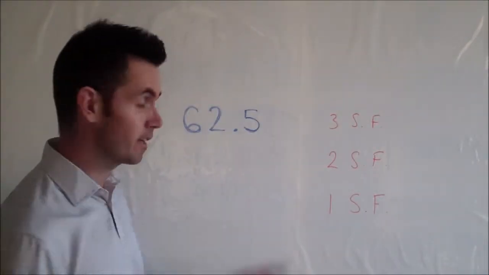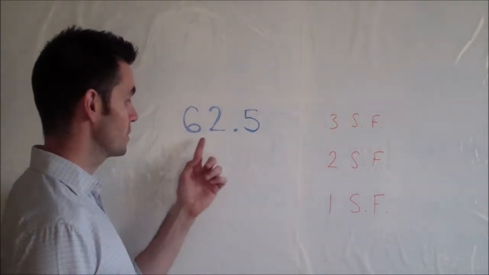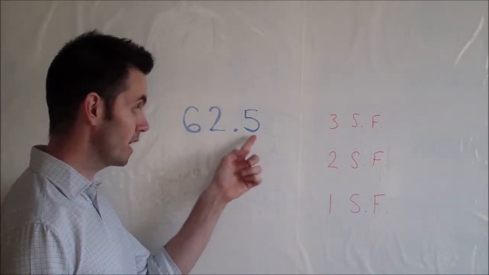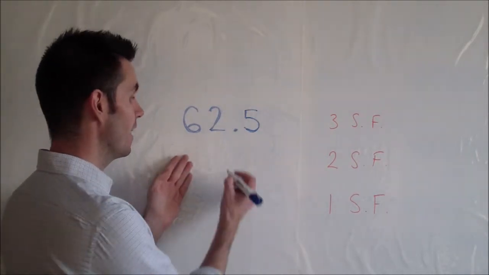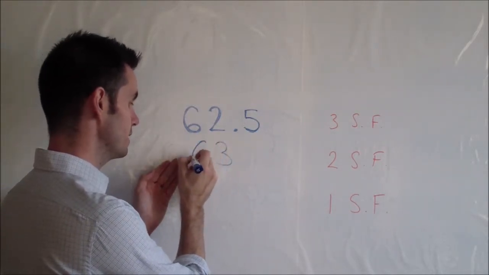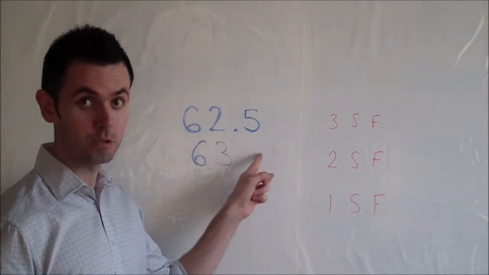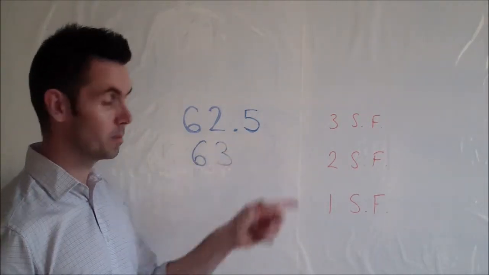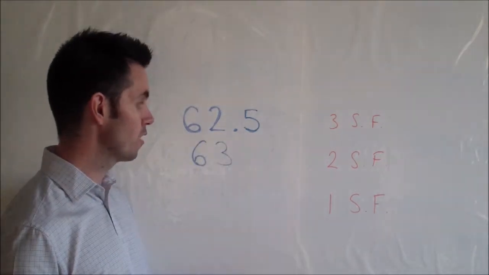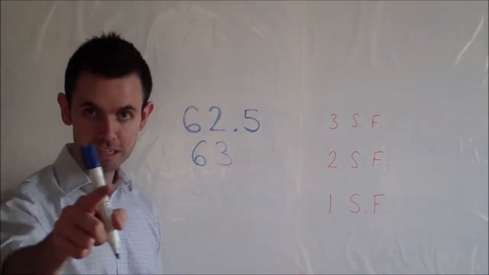Okay, to 2 significant figures, 62.5 is 63. Because we take the first 2 digits, we round the 2 up to a 3 because the 5 is 5 or greater, and therefore the answer to 2 significant figures is 63. We do not need to write a 0 as a placeholder because it comes after the decimal point, so it's just 63. Now you need to write 62.5 correct to 1 significant figure. Off you go.